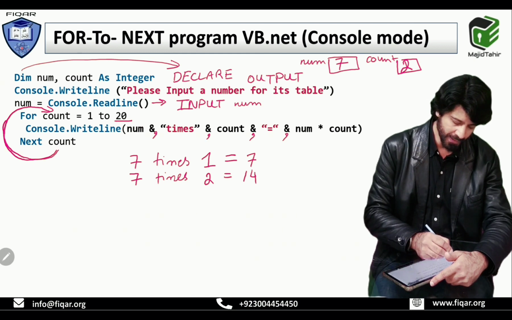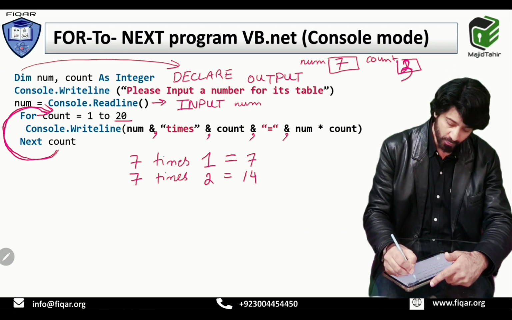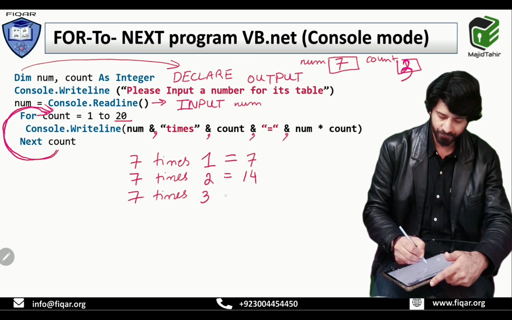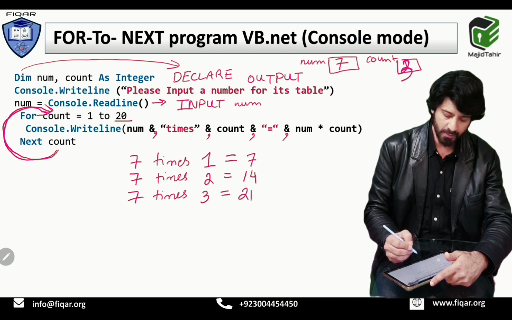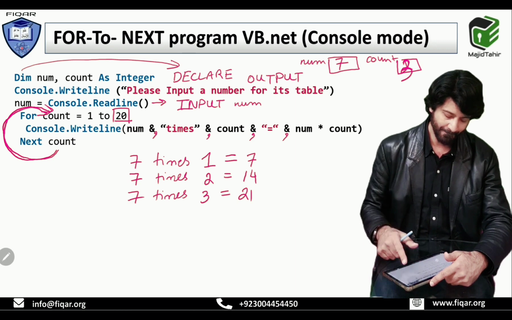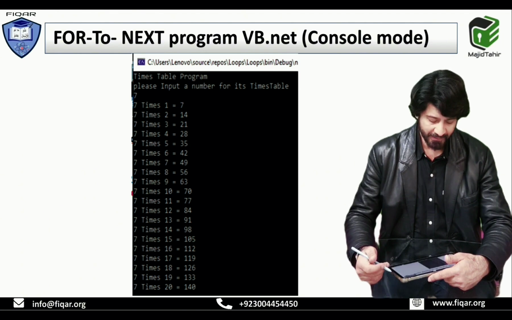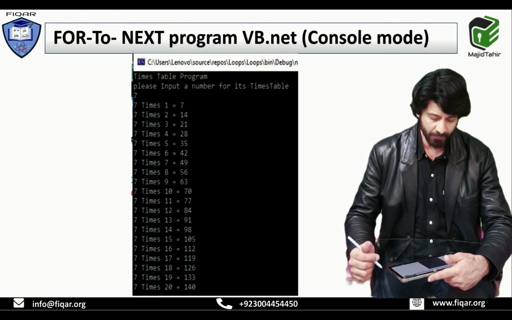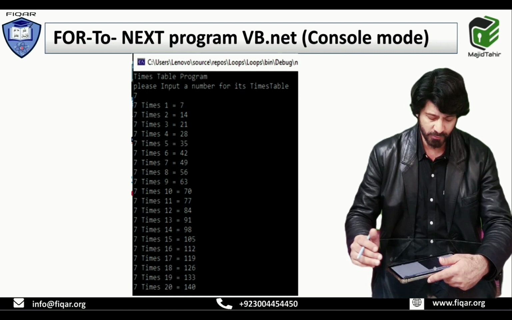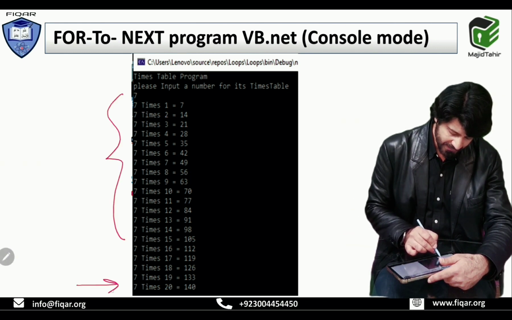So the loop again goes back to count. Count becomes 3 now. 7 times 3 equals 21. So it keeps on repeating till it reaches 20. So you will see the times table output is going to be displayed as it is displayed on the screen. Times table program, please input a number for its timetable, is a prompt for the user. The user has input 7. It says 7 times 1, 7, 7 times 2, 14. It keeps on doing this till it reaches this line.